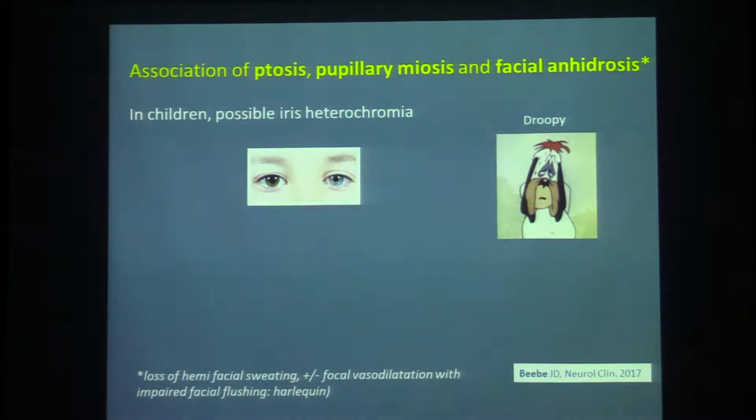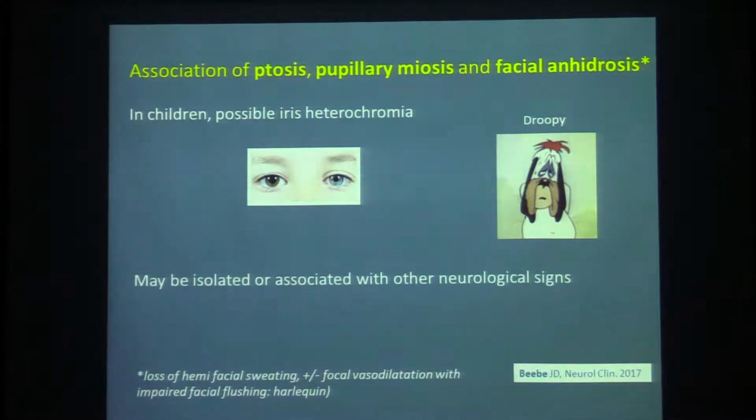So Horner syndrome means the association of ptosis, pupillary miosis, and facial anhidrosis. In children, when this syndrome begins very early, you can have an iris heterochromia, and the lids are droopy.